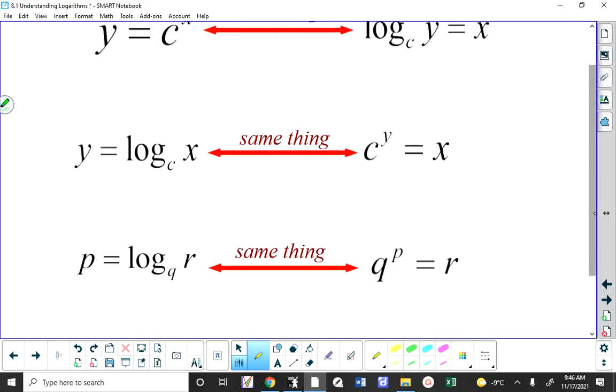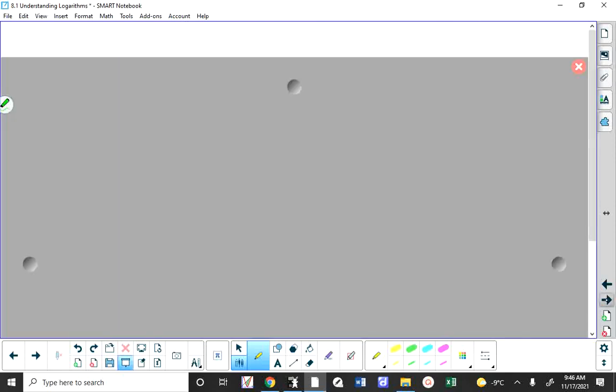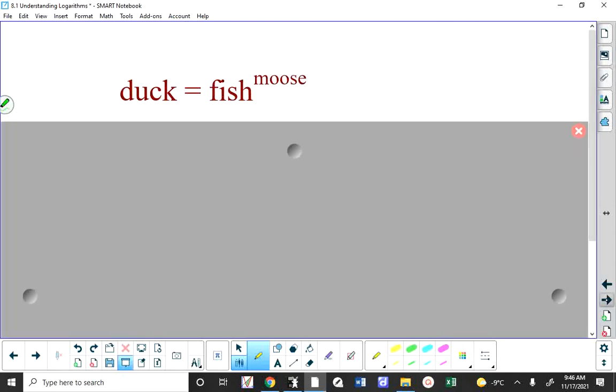Q to the p, right? Doesn't matter what the stuff is. If I had duck equals fish to the moose, remember my philosophy on math: all this stuff we write and use rules around are just squiggles on paper. I mean, they mean things, obviously. We're not just randomly writing stuff down. But it's all symbolic. Math is a symbolic language. So if I had duck equals fish to the moose, and I said, go ahead and write that in its equivalent logarithmic form, what would you write?